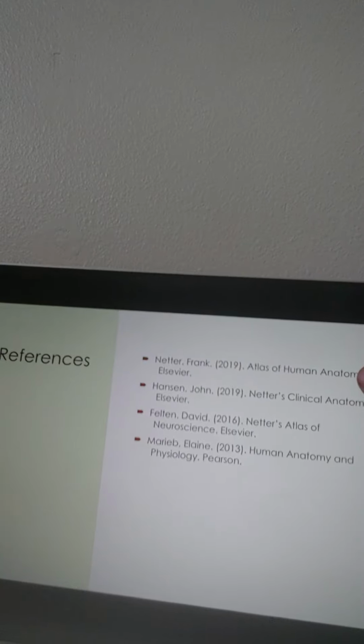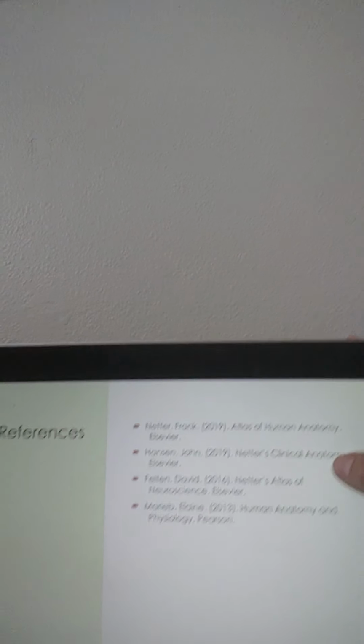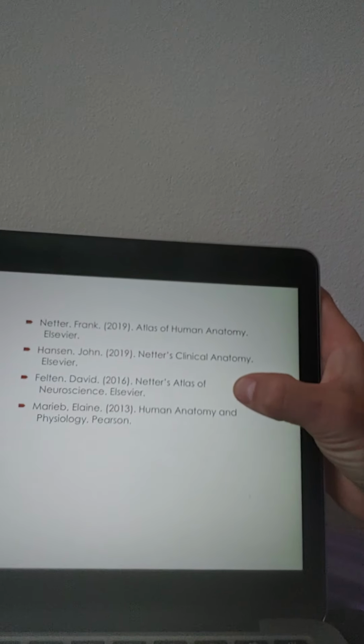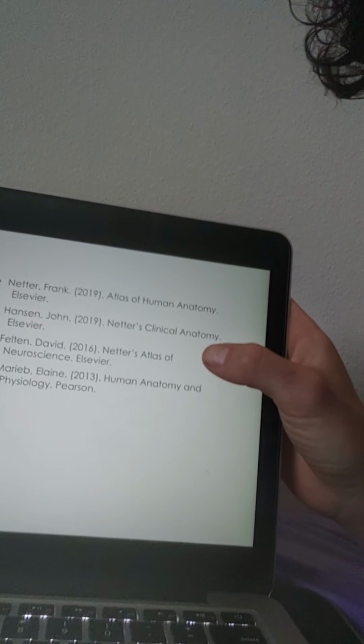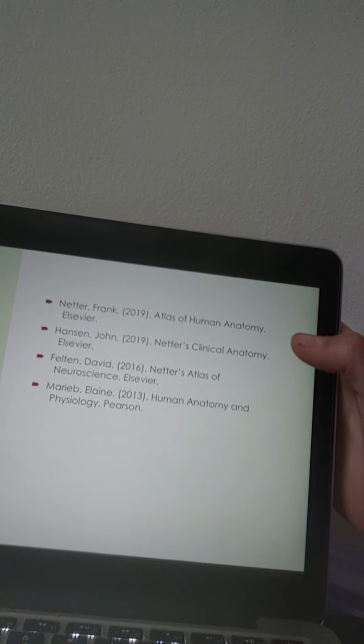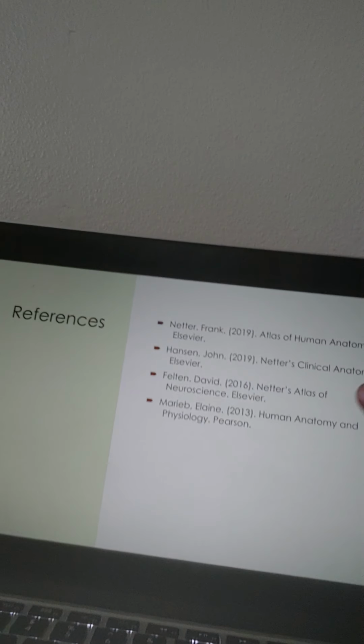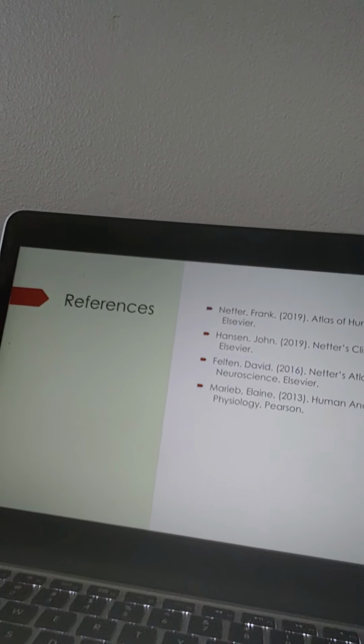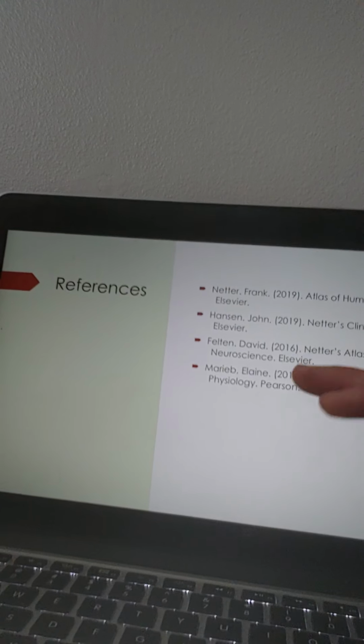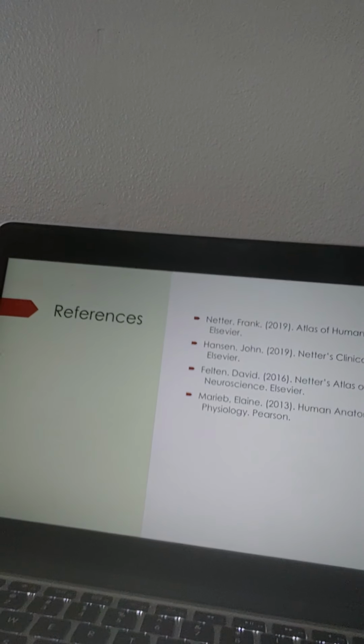Here are my references, the resources I used. I used three different Frank Netter anatomy books. Very nice illustrations by Frank Netter. He's amazing. Recommend him. And a Human Anatomy and Physiology textbook by Elaine Marieb.